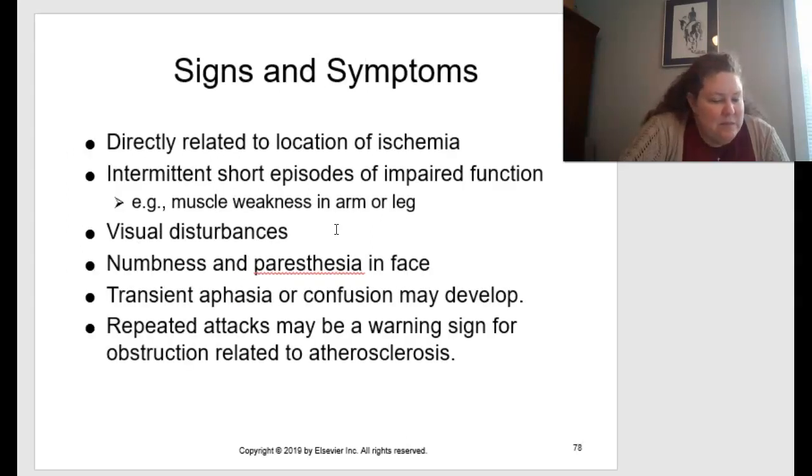So some signs and symptoms are going to be directly related to the location of where the ischemia is occurring. You can have intermittent short episodes of impaired function, for example, muscle weakness in an arm or a leg, or you can have visual disturbances, and this can cause numbness and paresthesia in the face. You can also have transient aphasia, or confusion may develop, and repeated attacks may be a warning sign for an obstruction related to arteriosclerosis.